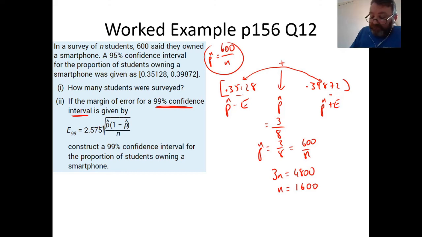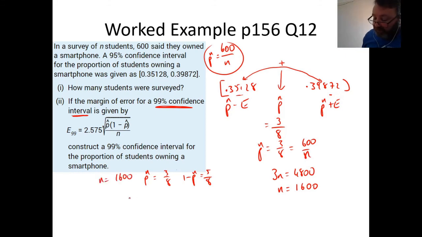Okay, so let's take a look and see. 2.575 multiplied by, so we have this now, we have p hat. We know that p hat is 3 over 8. Let's just write down everything. P hat equals 3 over 8. That means 1 minus p hat is equal to 5 over 8. And then n is equal to 1600. We just worked it out a moment ago.